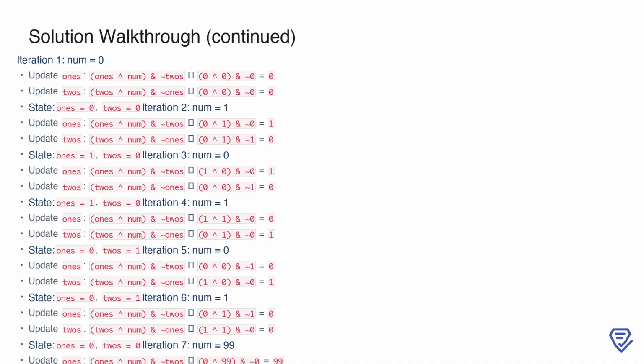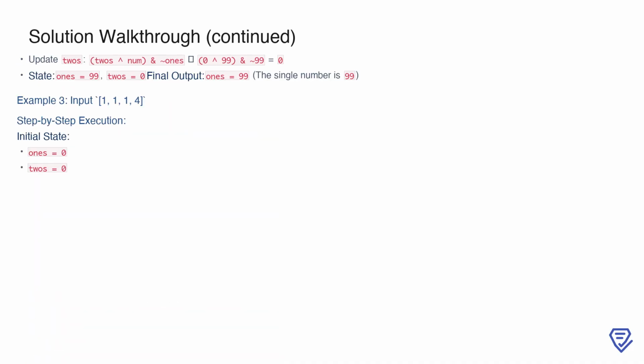In the third example, we analyze the input 1, 1, 1, 4. Starting with ones and twos at 0, the first number, 1, updates ones to 1 while twos stays at 0. The second occurrence of 1 resets ones to 0 and updates twos to 1, reflecting that 1 has been seen twice. The third occurrence of 1 resets both ones and twos to 0, as it has now been seen 3 times. Finally, when the number 4 is processed, ones becomes 4, and twos remains 0.